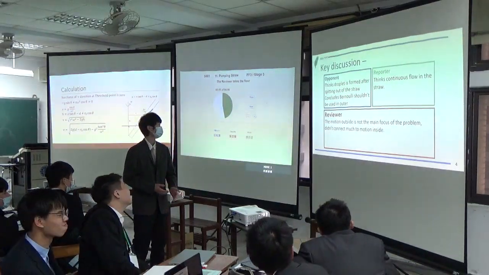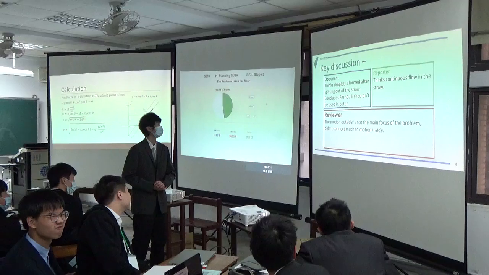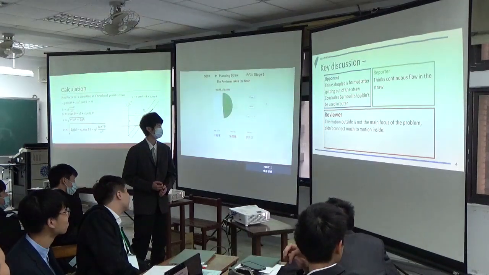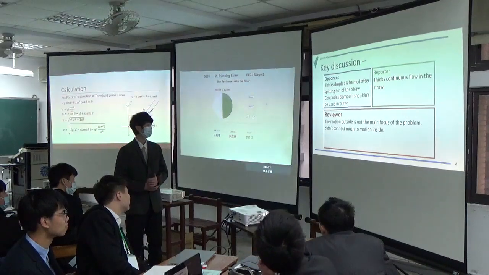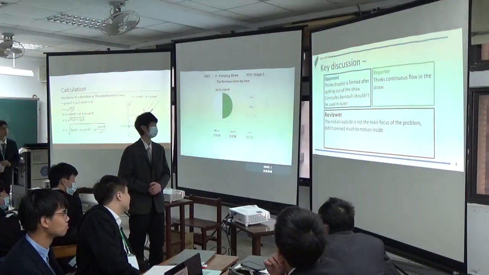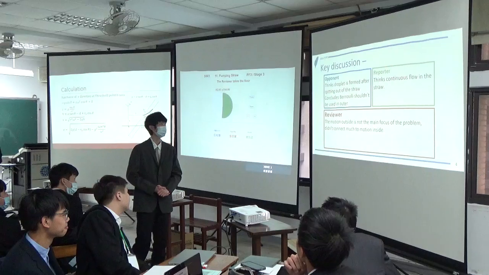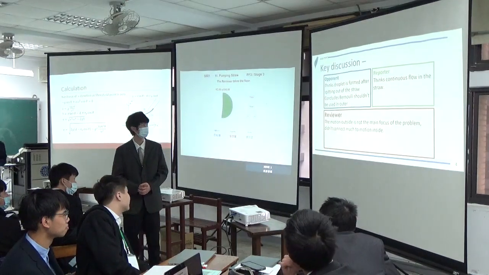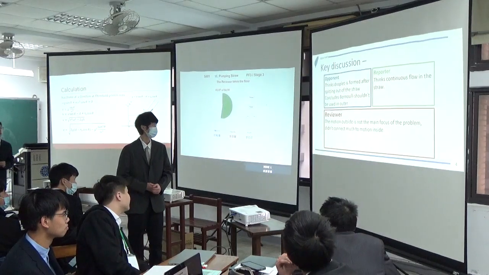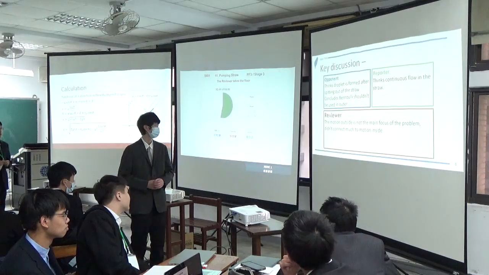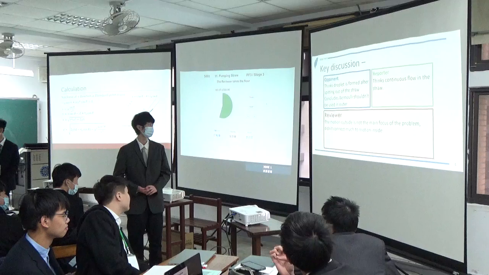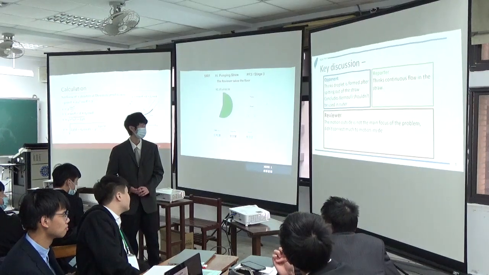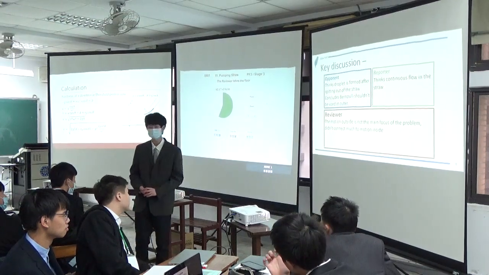And as for the key questions, the opponent thinks that the droplet is formed after spitting out of the straw, concludes that Bernoulli shouldn't be used on the outside. As for the reporter, he thinks it is a continuous flow in the straw. And in our opinion, as reviewers, the motion outside is not the main focus of the problem. It's not connected much to the motion inside.